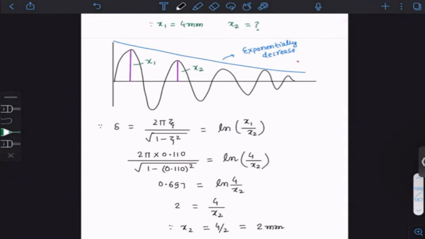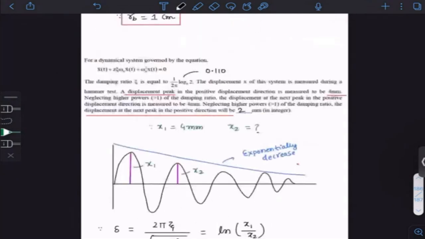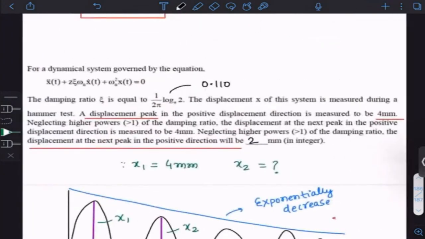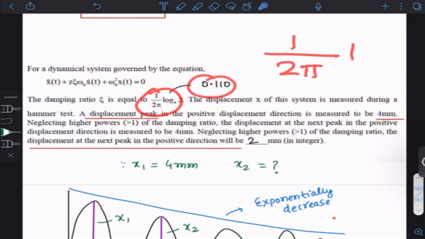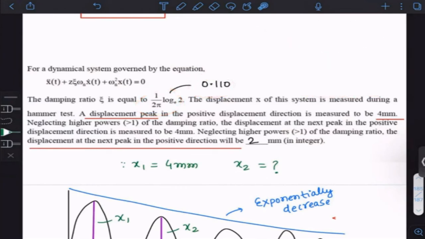Clear? Srivastav, Prathamesh asks about 1 by 2 pi log 2. This we are getting, 0.110. You can please calculate 1 by 2 pi log 2 base e. Okay, everyone.